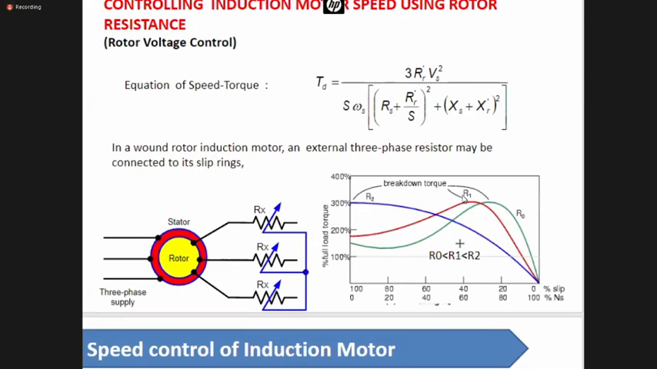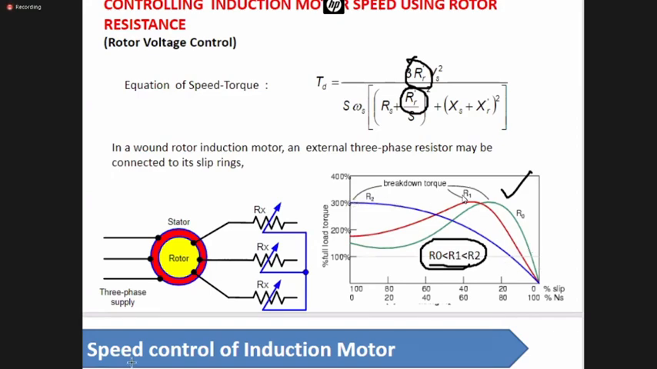But when your rotor is a wound rotor induction motor, you can introduce resistance on all three phases like this, okay? And you can see that if you change the resistance, the change in torque is appearing like this. This is R1, this is R0, this is R2, and as you keep on increasing the resistance, you can see that your starting torque continuously improves. And the plot actually changes like this.